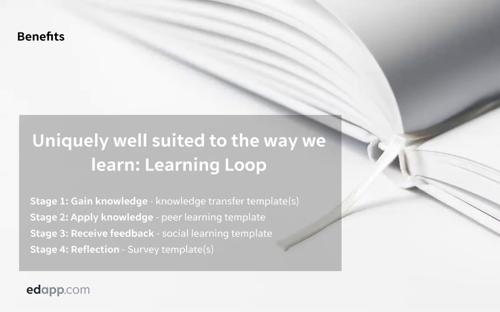And finally, I also wanted to tap into a benefit where peer-to-peer learning is naturally, uniquely well suited to the way that we learn. People gain new skills best in any situation that includes all 4 stages of what we call the learning loop, where stage 1 is to gain knowledge, then to apply the knowledge, to receive feedback, and to actually reflect on what's learned.